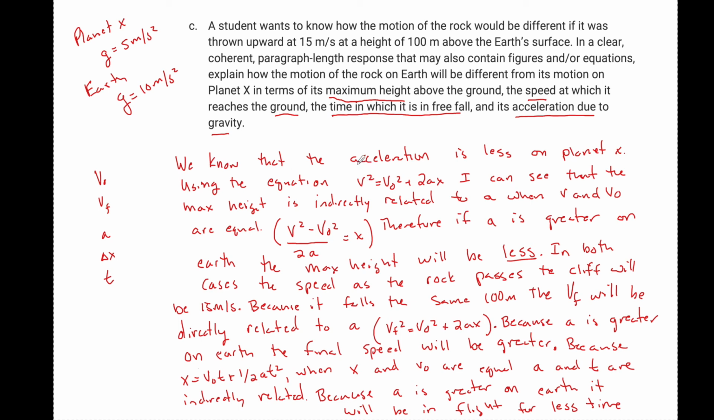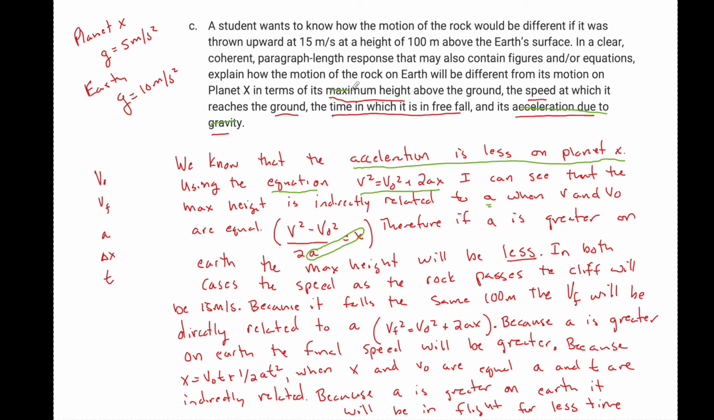As we know, the acceleration is less on planet X. Okay, that was me stating and clearing that out. I have now talked about the acceleration due to gravity on both planets. Using the equation, so once again, they asked me to use an equation or figures. I would probably draw a picture too, but I kind of ran out of space. I can see that the height is inversely related to a when v and v naught are equal. So I rearranged this formula to show that inverse relationship of max height and a. Therefore, if a is greater on Earth, then the max height will be less.